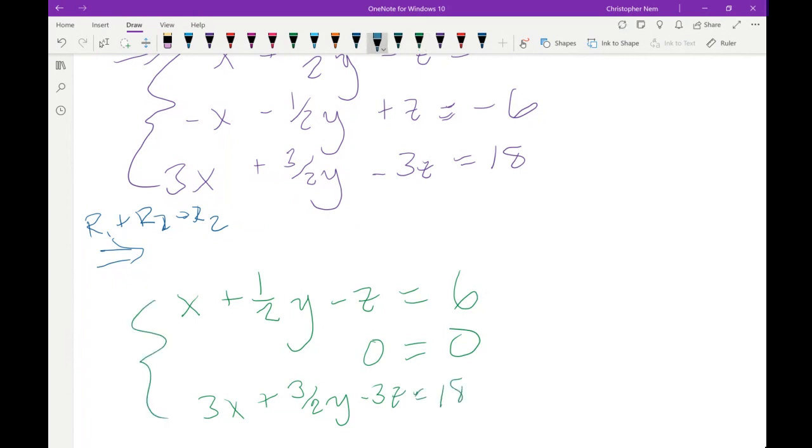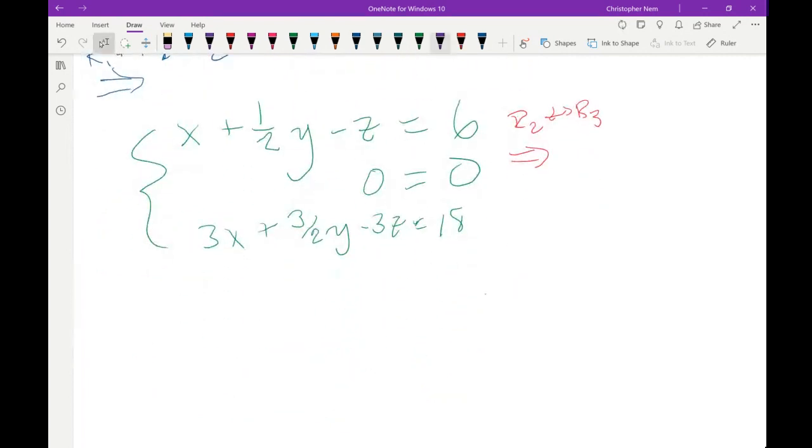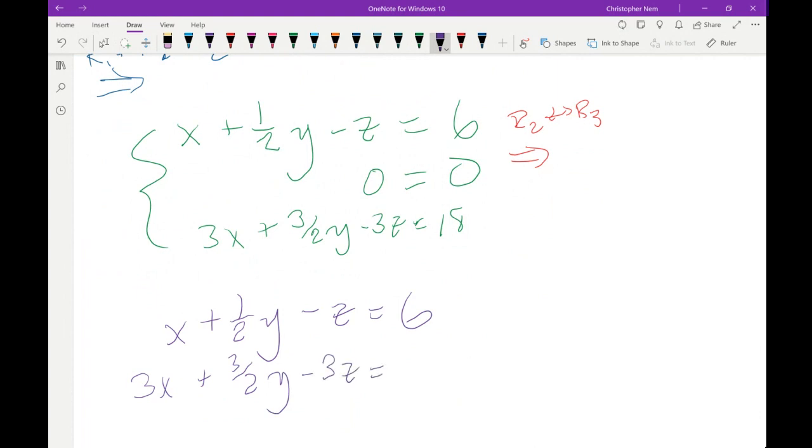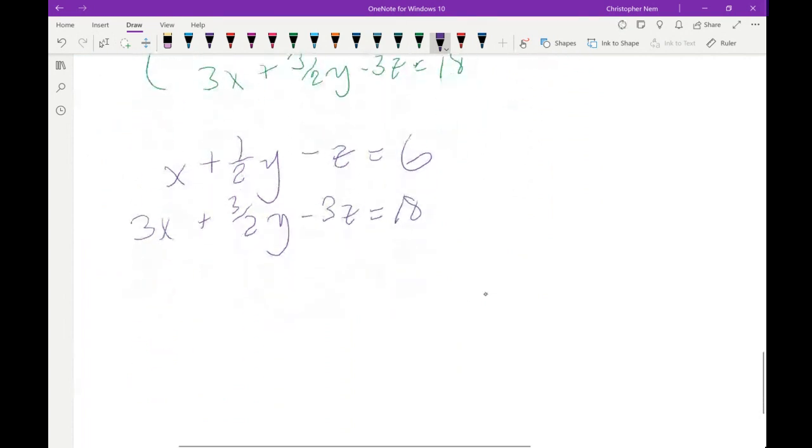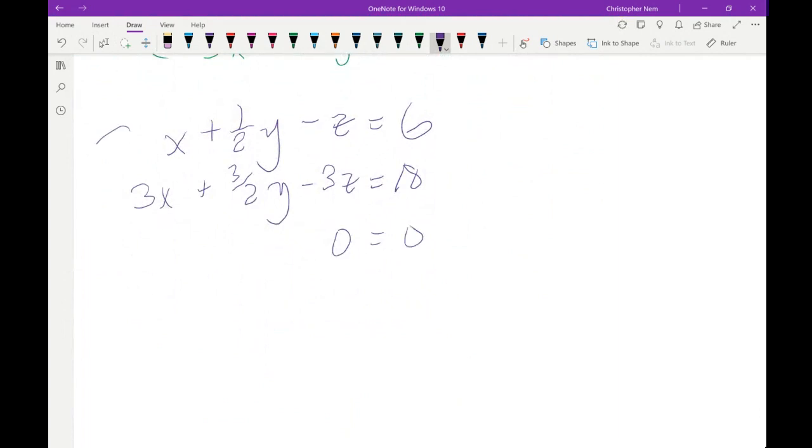Now, I am a fan of having this at the very bottom. So let's move that to the very bottom. This is good practice. So we're going to swap row 2 with row 3. If I swap row 2 with row 3, I have x plus 1 half y minus z equals 6. 3x plus 3 halves y minus 3z equals 18. And I have 0 equals 0.